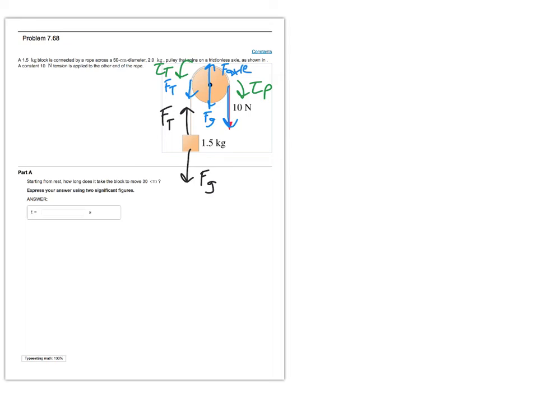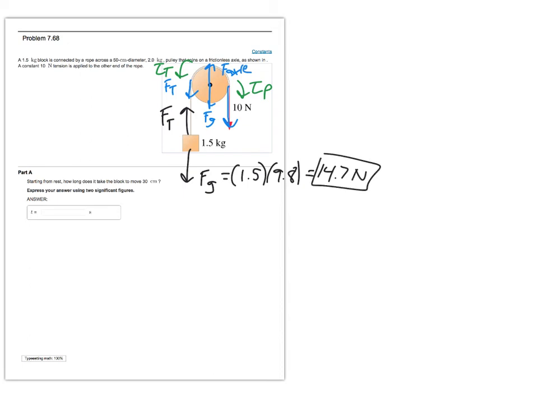Now that I have that figured out, I want to think about the direction of my acceleration. So I'm actually going to go ahead and calculate Fg first. Fg is going to be mass times gravity, so 1.5 times 9.8, which means that the force of gravity on the hanging box is 14.7 newtons.